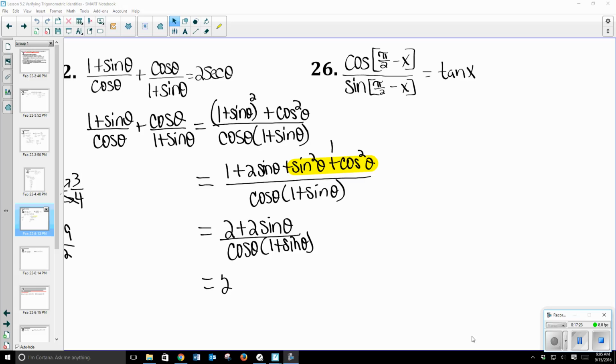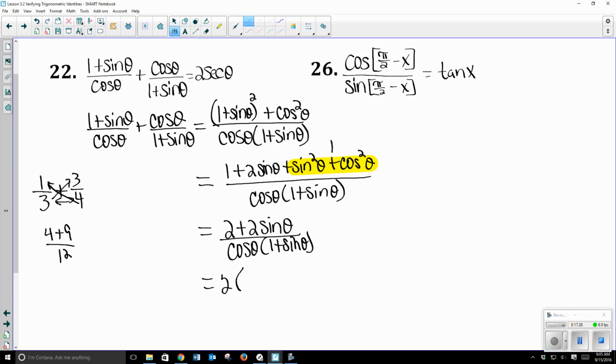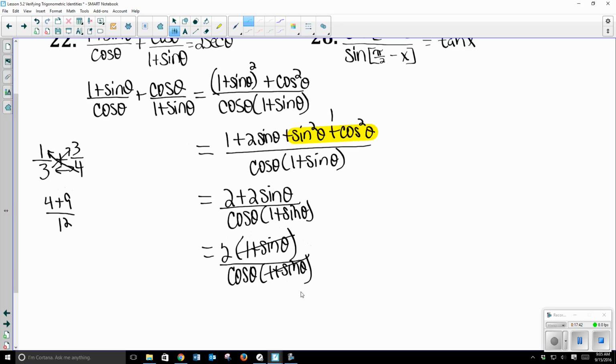Factor out a 2. You're left with 1 plus sine theta. And look at that, that cancels. And 2 over cosine theta is equal to 2 secant theta. And that's our answer.